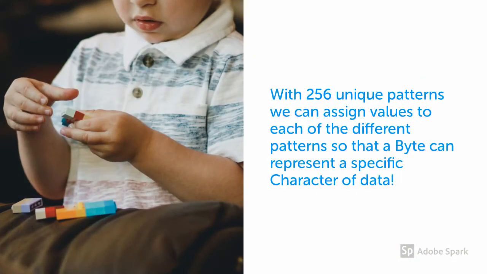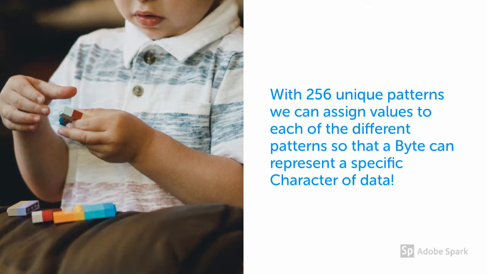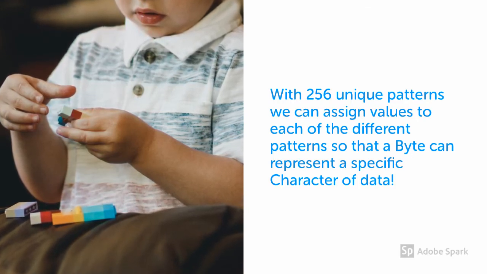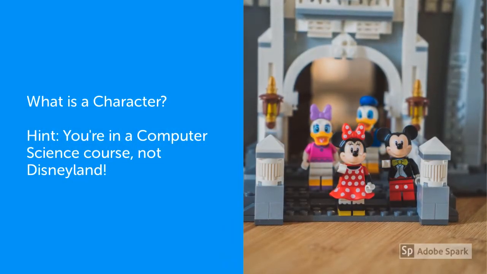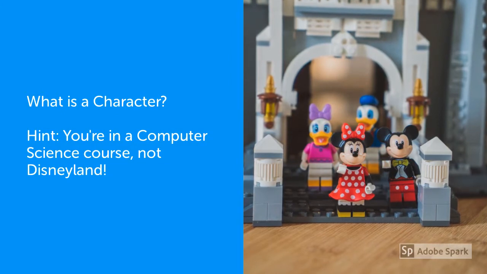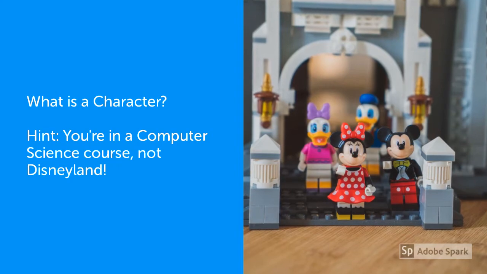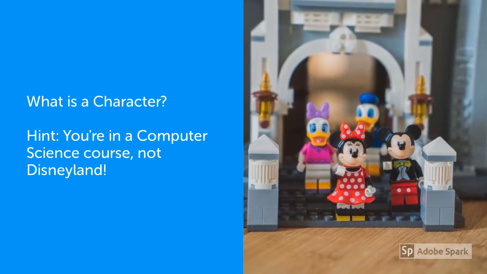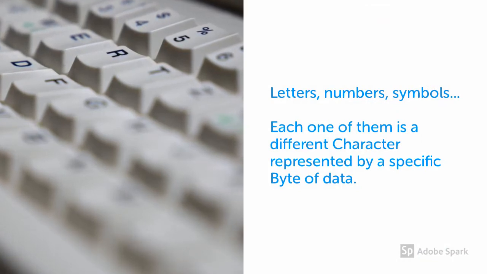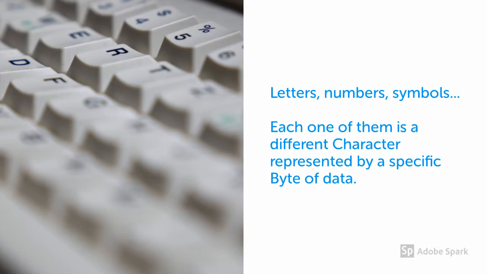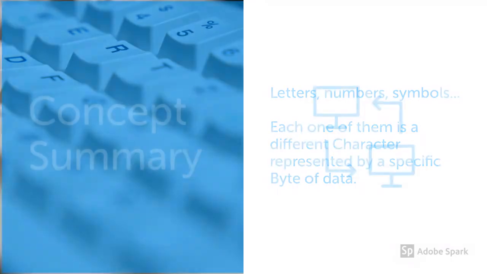With 256 different patterns, we can assign a value to each of those unique patterns so that a byte represents a character of data. And there's a new term. What is a character? Well, yes, okay, at Disneyland, we know what that means, but in the world of computer science, a character is anything that you can type on your keyboard. Letters, numbers, symbols, each of these represents a character, and each of those characters can correspond to a unique byte.